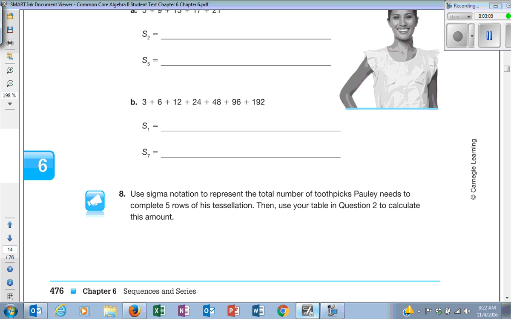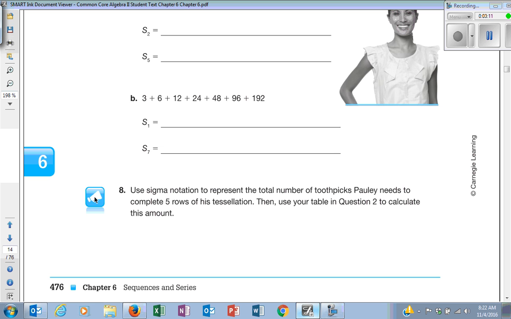Alright, this one right here, for part B, it says the summation of just the first term. Well, what's the first term? 3. That's all you're going to do. You're not adding anything with it. It didn't say the first and the second term. It just said the first term. So, in order to make the first row, whatever we're doing, I just need 3.